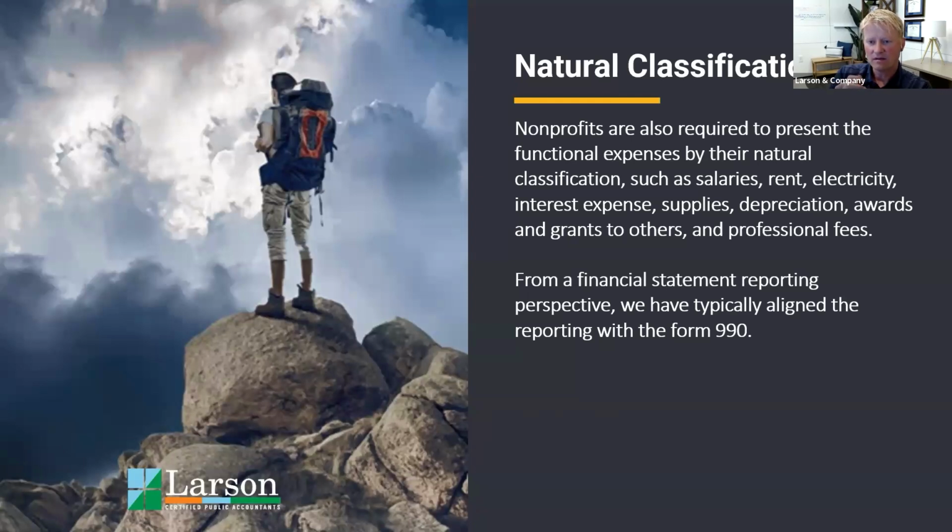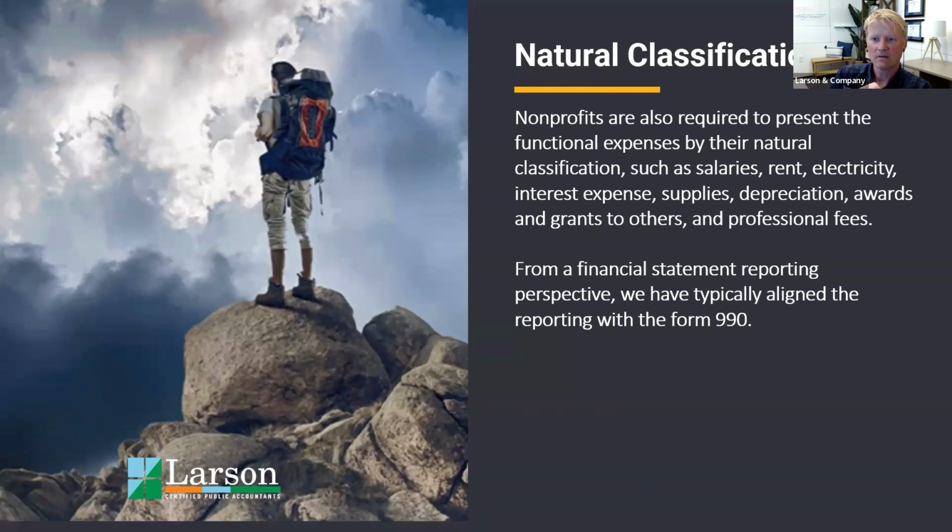In this case, we do have a PDF that we can provide to clients that has these natural classifications from the 990, what the 990 has broken out, and a description of what type of expenses would typically go into each of those classifications. So that's a resource that we can provide to you if you would like some additional guidance there as far as what type of expenses to have broken out in your 990. Like I mentioned, that can be provided upon request. Feel free to reach out and we can send that PDF your way.